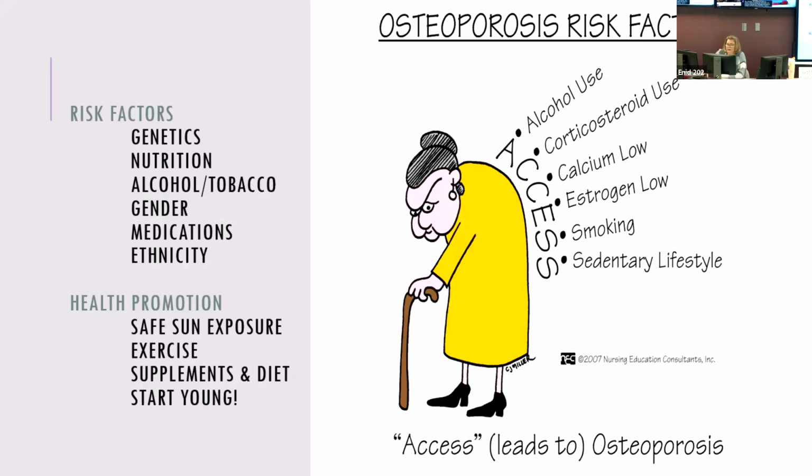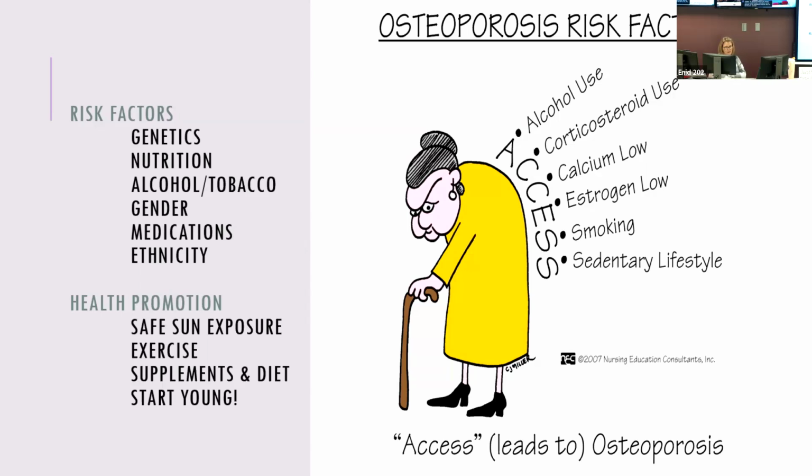Here's a little mnemonic, I guess, to remember your osteoporosis risk factors. Alcohol use, it's ACCESS: Alcohol use, Corticosteroid use, Calcium's low, Estrogen's low, Smoking, and Sedentary lifestyles. So over here on the risk factors, it included genetics, nutrition, alcohol or tobacco use, gender, which is usually females, medications, and ethnicity. So the medications would be like the steroid use.